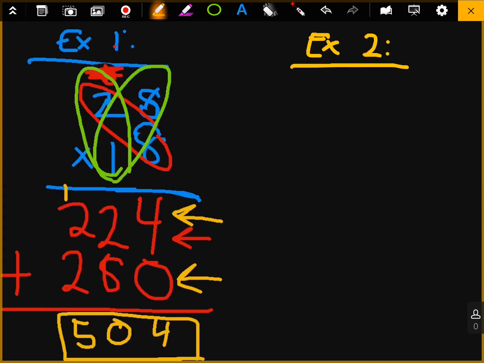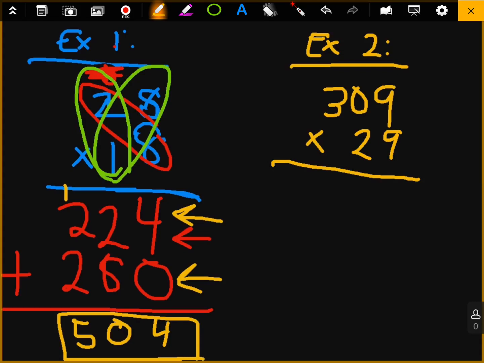All right, example number 2. Let's go ahead and do it. 309 times 29. Once again, make sure your numbers are lined up. Everything in the ones place needs to be lined up. Everything in the tens place needs to be lined up. Okay, you can see that right here and here.